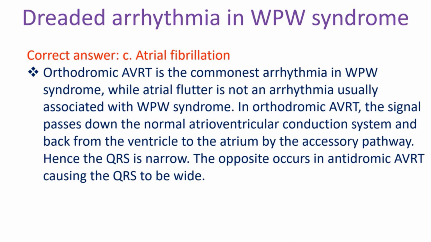Orthodromic AVRT is the commonest arrhythmia in WPW syndrome, while atrial flutter is not an arrhythmia usually associated with WPW syndrome. In orthodromic AVRT, the signal passes down the normal atrioventricular conduction system and back from the ventricle to the atrium by the accessory pathway. Hence, the QRS is narrow. The opposite occurs in antidromic AVRT, causing the QRS to be wide.